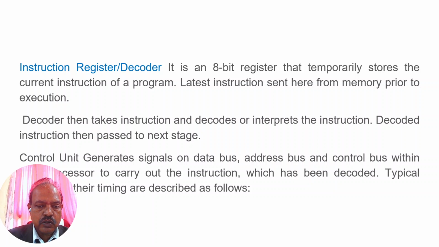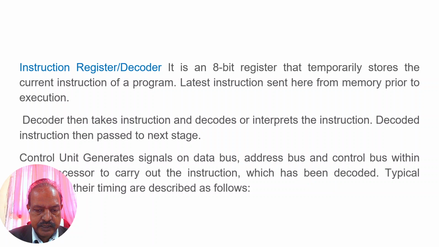The decoder can take an instruction and decode what to do. Decode means the instruction is there, but what to do, that you have to understand. That is the decoding, or interpreting, of the instruction. The decoded instruction then passes to the next stage. The control unit generates signals on the data bus, address bus, and control buses within the microprocessor to carry out the instruction. What to do? You go for addition, multiplication, whichever has been decoded.